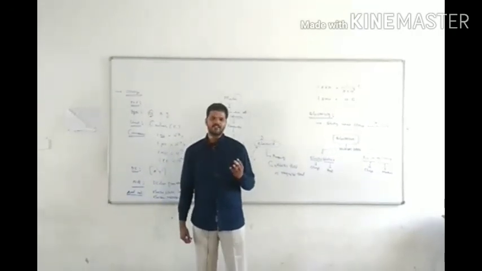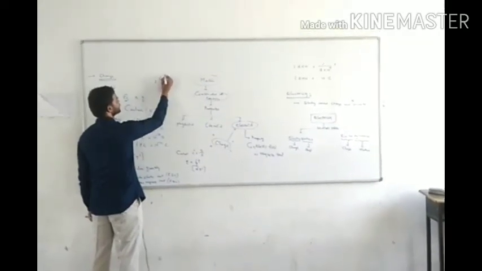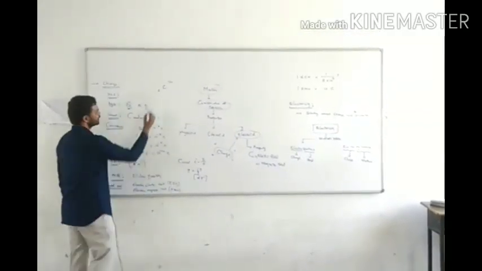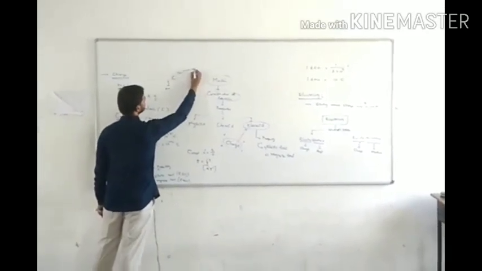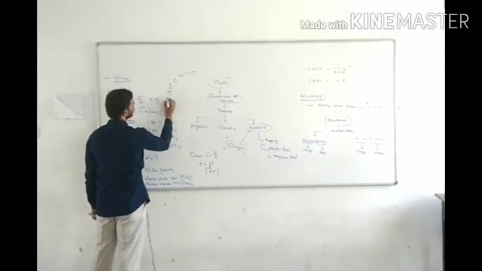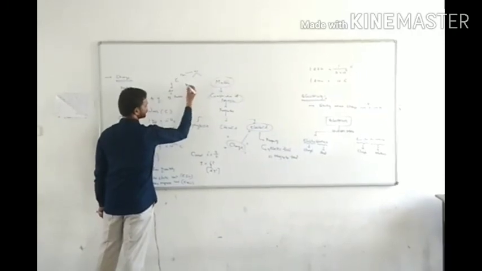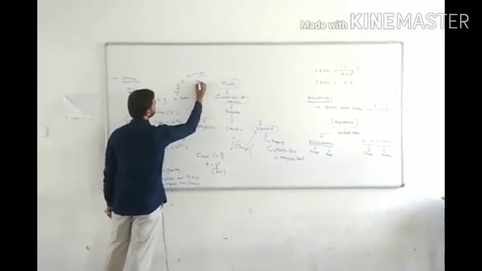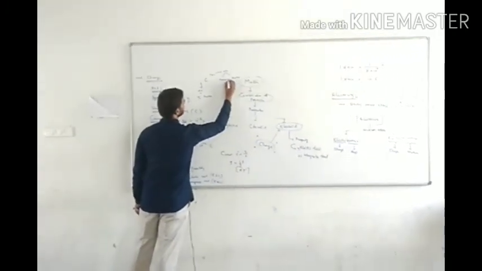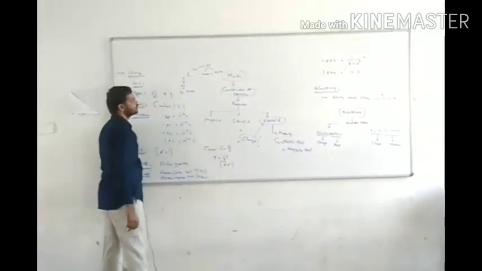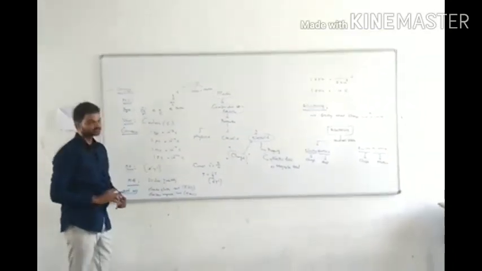For example, consider carbon, 6 and 12. Here 6 is the atomic number and 12 is the mass number. The atomic number indicates the number of protons, we know that. And the mass number is the number of protons and neutrons. So the sum of protons and neutrons is the mass number, and the number of protons is the atomic number.